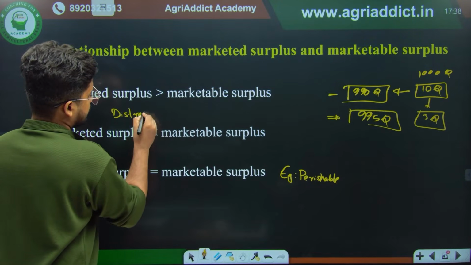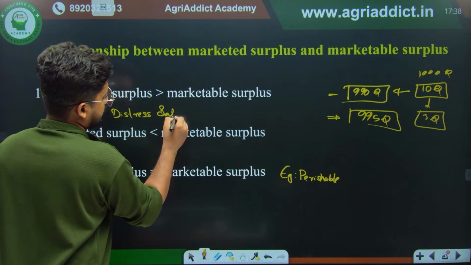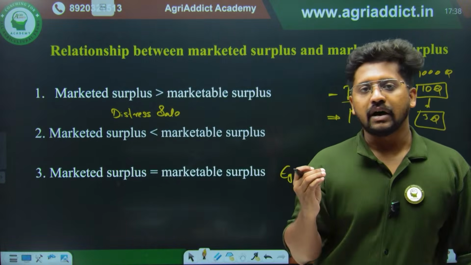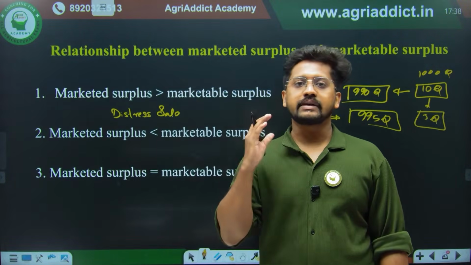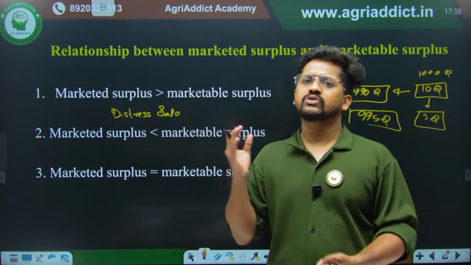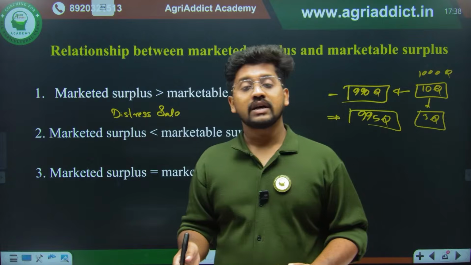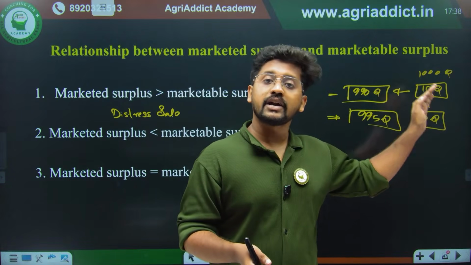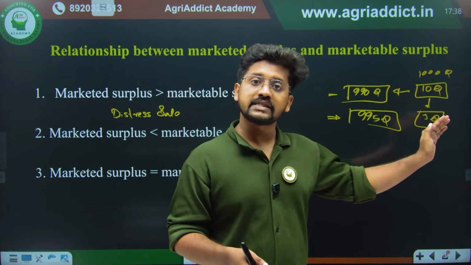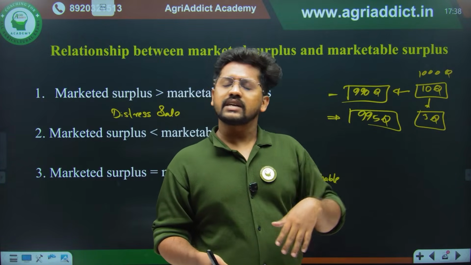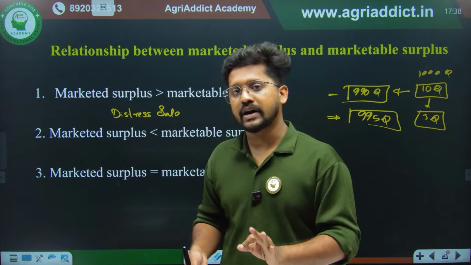Distress sale is actually found in the case of small and marginal farmers who are doing subsistence farming, because they don't have storage facilities, and they don't have any other side incomes. So they have to cut down their normal consumption expenditure and sell the entire produce to the market, so that they get the returns even if the price is lower.